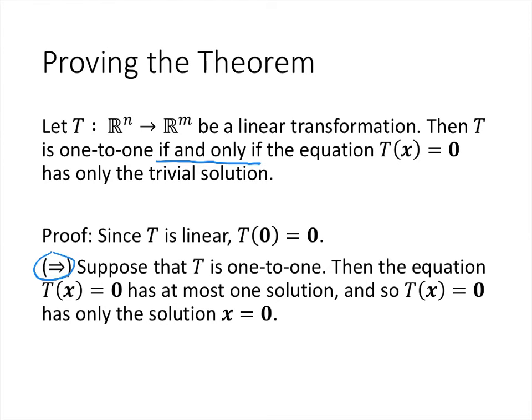So the first statement is if T is one-to-one, so we suppose that T is one-to-one. That means that the equation T of x equals 0 has at most one solution. Because remember, one-to-one means that T of x equals b, for any b, has at most one solution. So we're applying that specifically to the 0 vector. Well, we already know one solution. We know that T of 0 equals 0. And so if T of x equals 0 has at most one solution, well, we've got it. Here's the solution. That's the only x that works. And that's exactly what the second half of the theorem says.